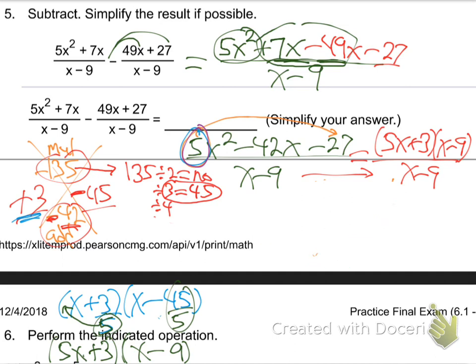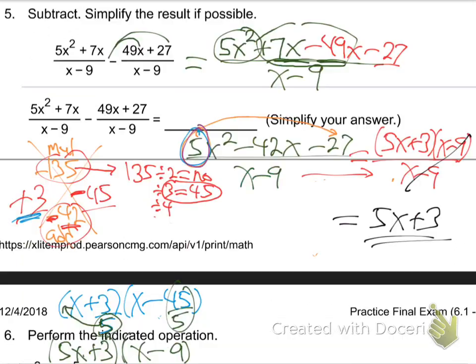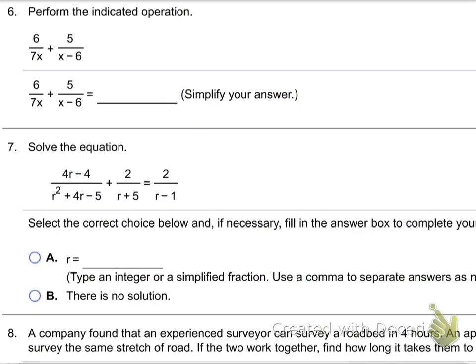All right, after all that factoring, these cancel, and the answer is just 5x plus 3. It's a hard one. Okay, so on this one now, we're trying to add two fractions. We're going to need to get common denominators. So we multiply this one by x minus 6. Basically, you multiply by the other denominator. Multiply the other one, top and bottom, by 7x. So we multiply them by each other's denominator.